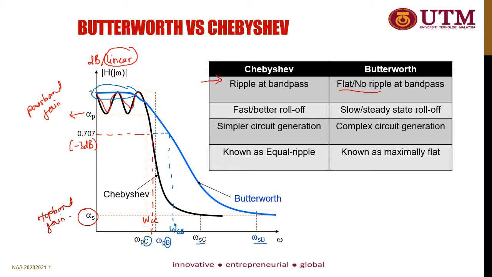Okay, and then fast roll off, meaning the slope. Look at the slope. For Chebyshev, it has fast roll off, the gradient, the slope is very narrow compared to the Butterworth. So fast, steady, and slow roll off.